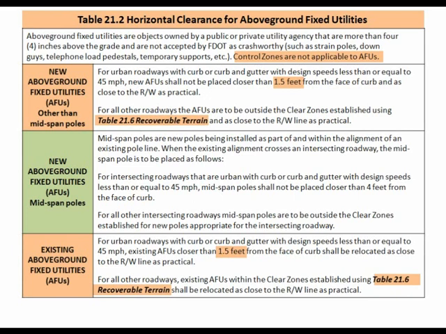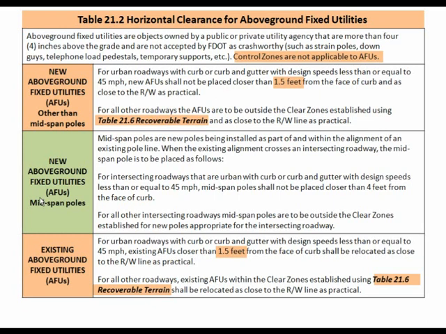If you notice there's a color change, this is for Table 2.1. The only thing that changed in the table is the stuff that's highlighted in tan here. The table 2.1.2 horizontal clearance for above ground fixed utilities is for the context sensitive designs for livable communities. One thing that we added was the control zones are not applicable to AFUs. That was not in the prior table because control zones are just new construction criteria anyway. We changed the 4 feet to 1.5 feet in these areas, and we reduced the recoverable terrain in those areas. So those tables are different.